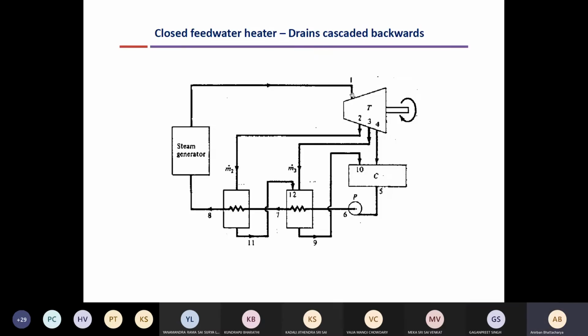Again we start from point 1. Steam is at high temperature and pressure. Now the steam is expanded through a few turbine stages. So after a few turbine stages, the steam is at intermediate pressure and temperature. So some part, a very small amount again, is taken out, like the previous cycle.